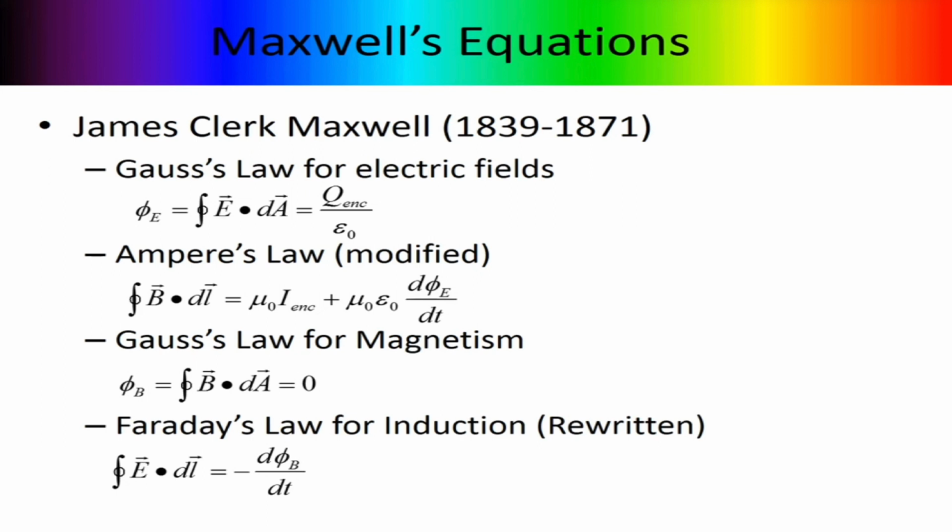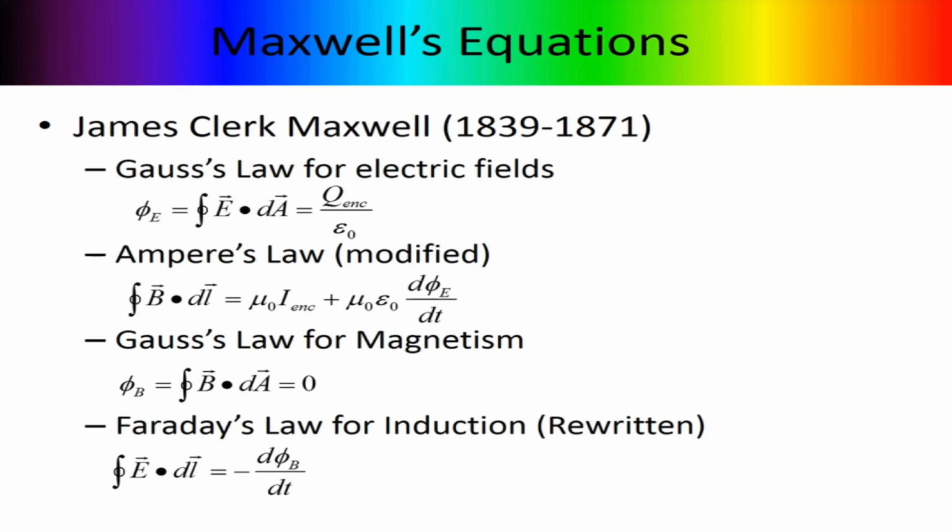Then we've got Faraday's law of electromagnetic induction, and we've seen this in class as if a magnetic flux changes through the area bounded by a wire, then an induced EMF will be generated around the perimeter of the wire. That EMF will counteract the change in magnetic flux.